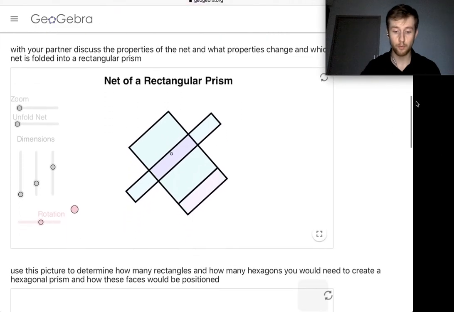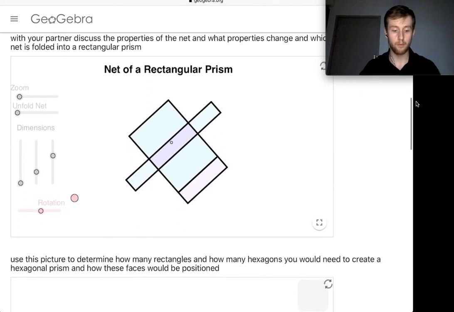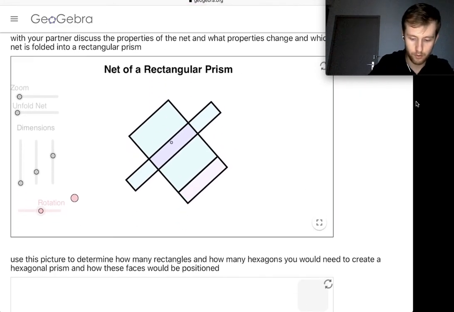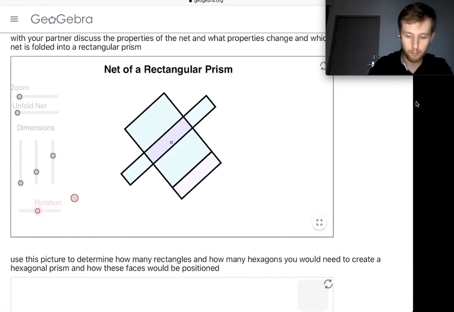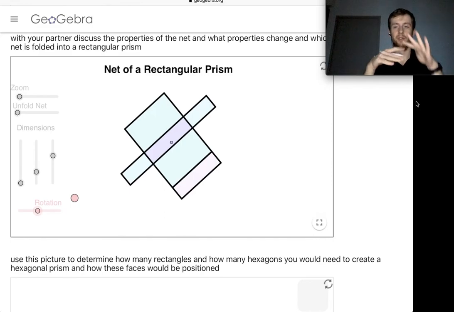So this is a cube, and this is a net of a prism. Let's also do it. We can rotate it around a little bit. Rectangular prism, basically a box. Maybe you've seen those in the cutouts. There are books where you can cut out the shape of something and then put it together. This is what nets are about.